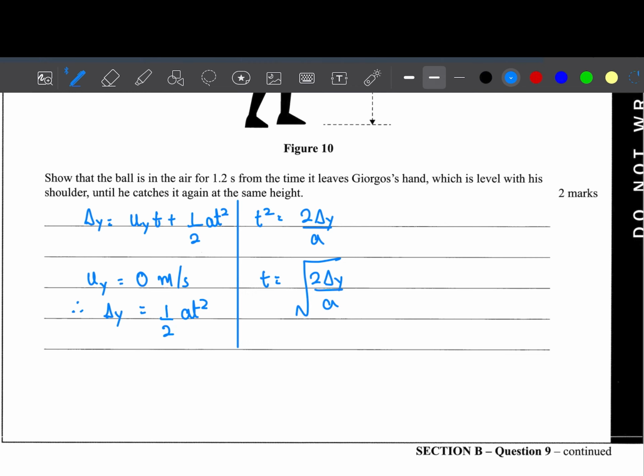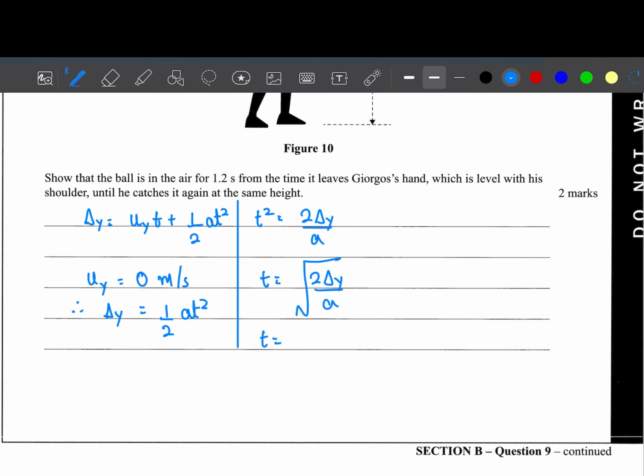Δy cannot be 0, so I can't take into account the whole journey in one go. I have to do half and half. So I have to calculate the time it took to reach the maximum height, and then times it by 2 is going to be how it's done.